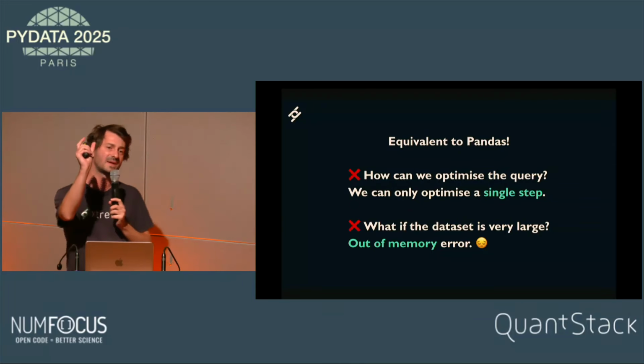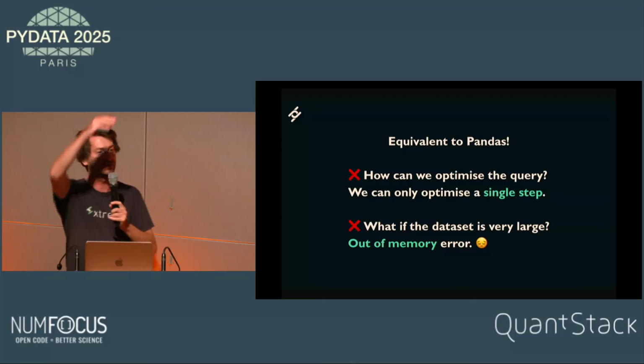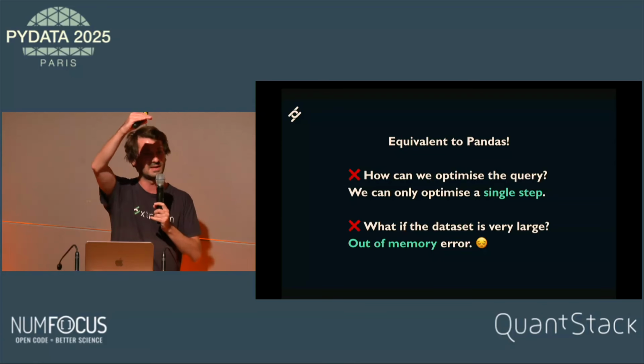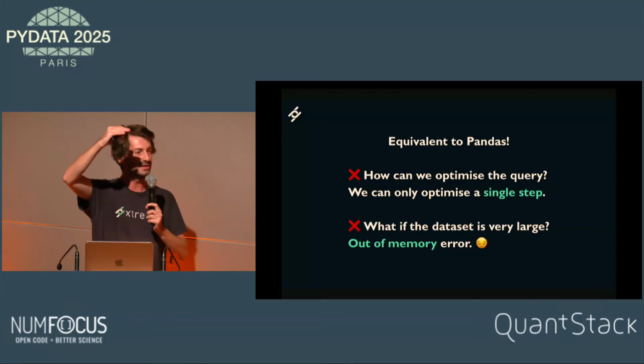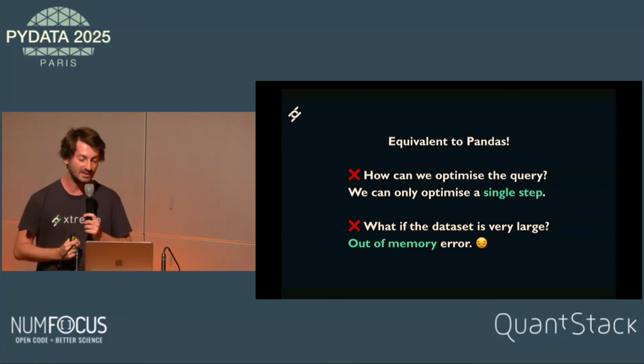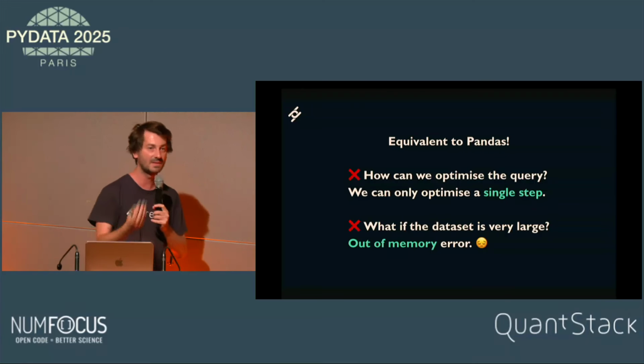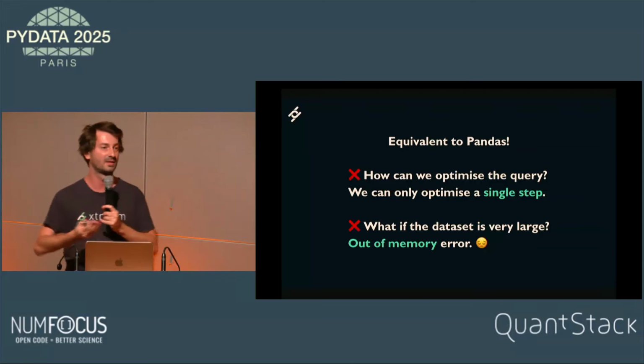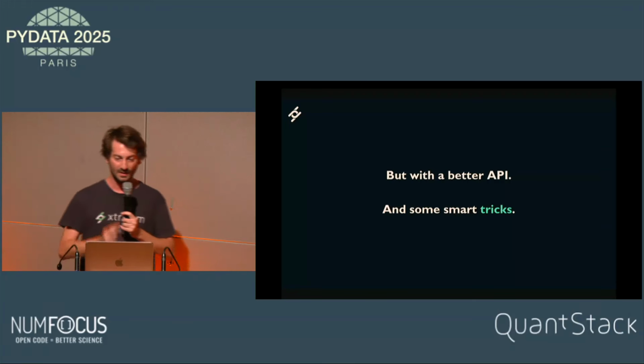I mean, you can optimize the single step, but you cannot optimize the whole query because, again, it gets executed one step after the other. The code is not declarative. The code is procedural. And if the dataset is larger than the physical memory of the computer, you get an out-of-memory error, and that's it, basically.